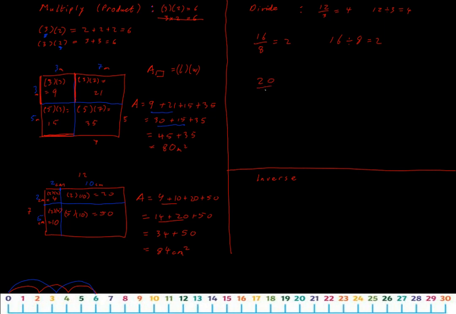Likewise, 20 divided by 5 would be 4. There are 4 5s in 20. How many 5s are there in 20? There are 4. Now, a quick note. We talked when we were talking about addition and subtraction about the idea that addition is the inverse, is the undoing of subtraction. And it turns out that multiply is the inverse of divide.